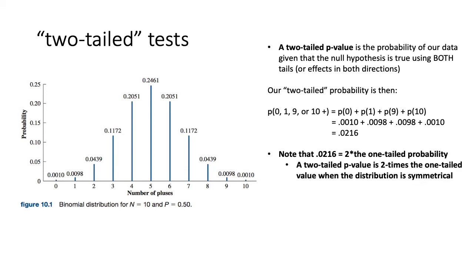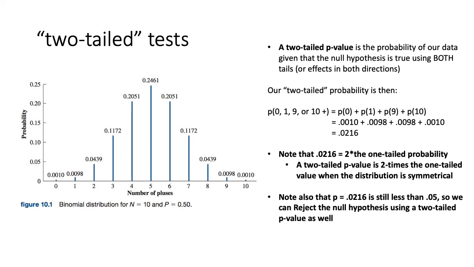And that will always be the case when you have a symmetrical null hypothesis distribution, which is going to be true in this class with the exception of when we get to analysis of variance. So when we're doing a two-tailed test with a sign test and a probability of 0.5, or when we're learning about z-tests and t-tests, we're going to have symmetrical distributions. And so a two-tailed probability value is simply 2 times the one-tailed probability value. Also note that our two-tailed p-value is still less than alpha, so we can reject this null hypothesis with a two-tailed test as well.